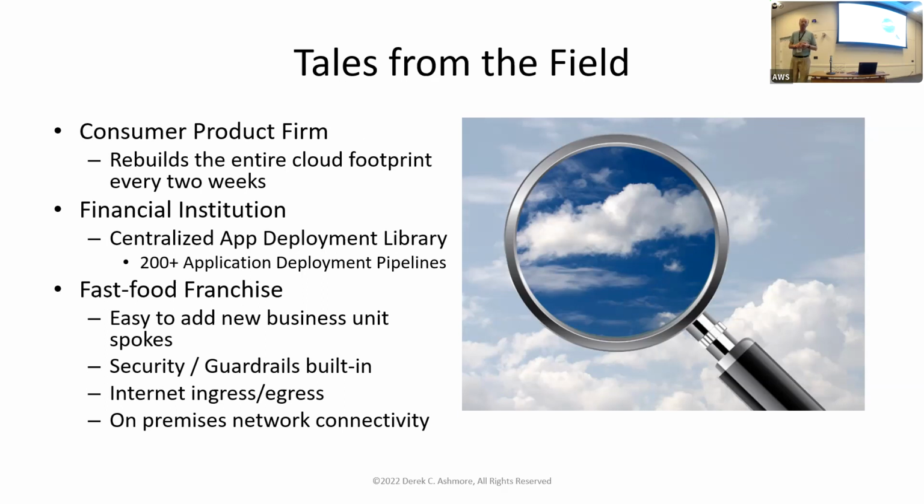Basically, they want to be nimble, and they do a lot of experimentation. So they have automated their cloud setup so that if somebody gets a new business idea, they can provision a new account, complete with internet ingress, egress, if that experiment needs it, complete with on-premises connectivity, complete with guardrails so that they can't do anything that's going to sacrifice security. Something along those lines.